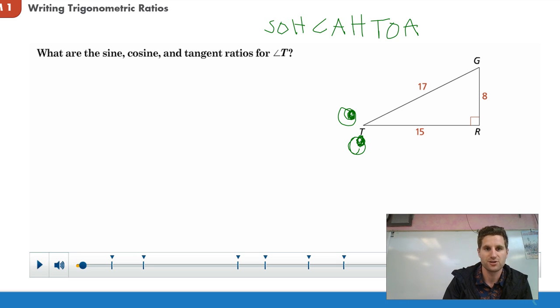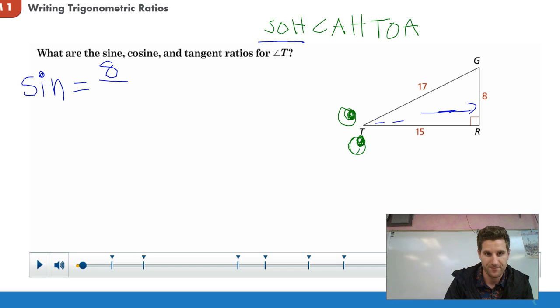First, let's go ahead and do sine. The ratio for sine at t is going to be O, opposite. Opposite of t is 8. That goes on top. And then the hypotenuse is always the same. It's 17. Okay? Pretty easy, right? All right, erase that. Let's go to our next one. I'll do orange for cosine.